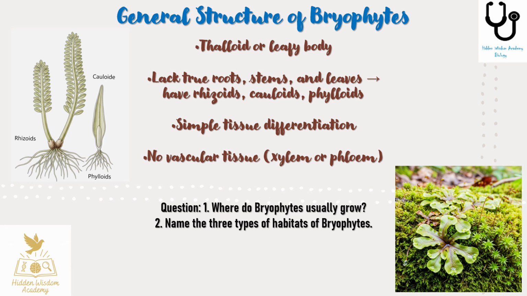Let's talk about general structure of bryophytes. Bryophytes have either a thalloid or leafy body. They lack true roots, stems, and leaves, but have structures called rhizoids, cauloids, and phylloids that resemble them. Their tissues are simple with little differentiation, and they completely lack vascular tissue such as xylem and phloem. This makes them small and dependent on water for survival and reproduction.